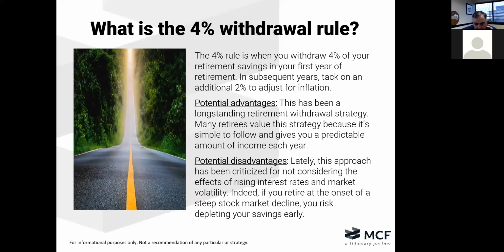Disadvantages, it's easy to criticize this because rising interest rates and market volatility can have an impact on this. And if you retire at the onset of a deep stock market decline, you kind of risk depleting your strategy. I would pair the 4% rule with a more conservative asset allocation strategy in retirement, whether it be something less than 50-50 or those kinds of things. You don't want to have everything in growth in this one, in my opinion, because if you start taking withdrawals while the market and your portfolio is way down, it can have a pretty big impact on your future.